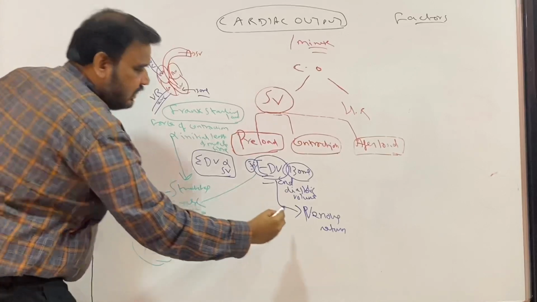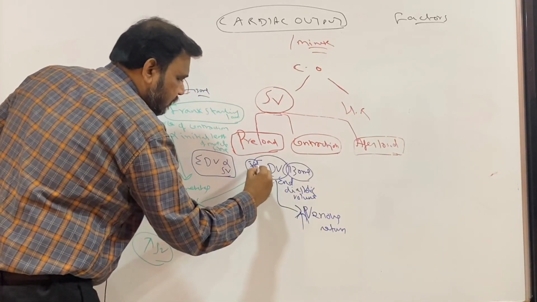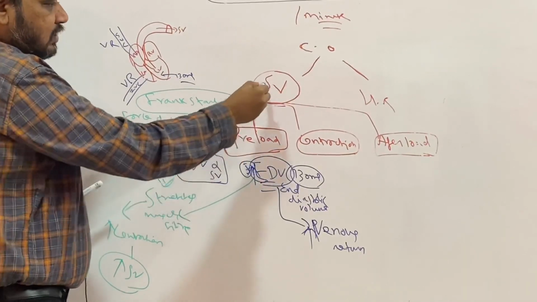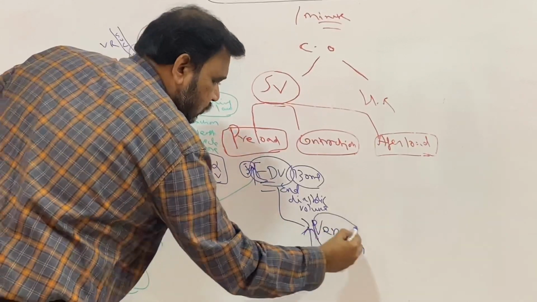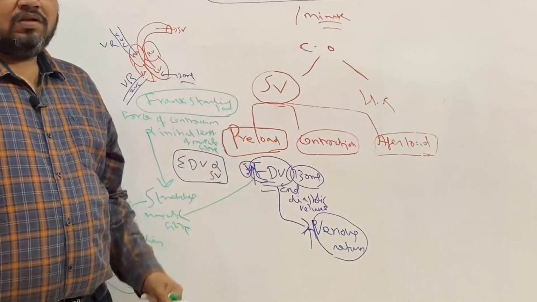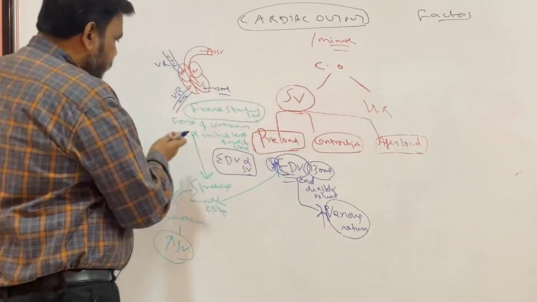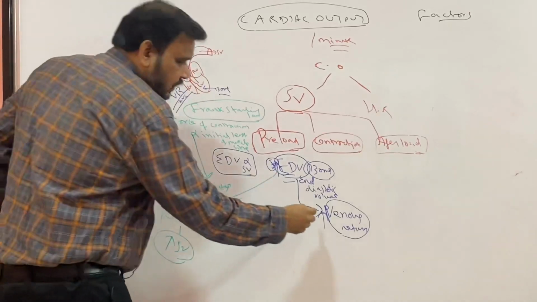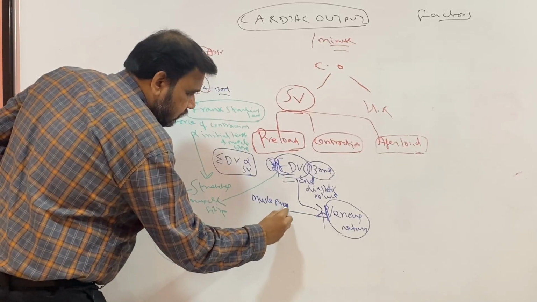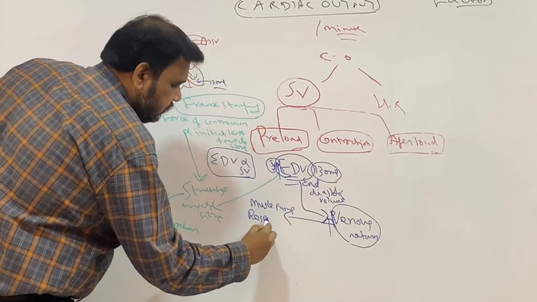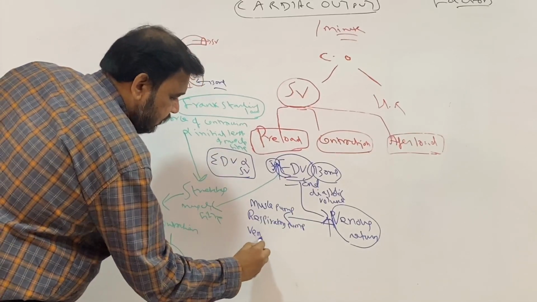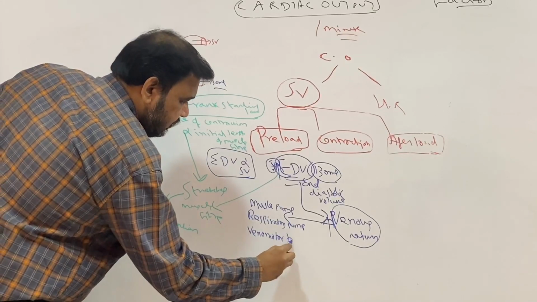So when venous return is increased, end diastolic volume will be increased. When end diastolic volume is increased, preload is increased. When preload is increased, stroke volume is increased. So venous return is one of the important factors which affects the stroke volume and obviously cardiac output. This venous return which is coming into the heart is dependent on muscle pump, respiratory pump, venomotor tone or venoconstriction. I will explain it.